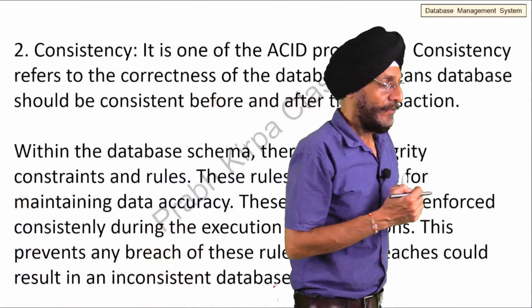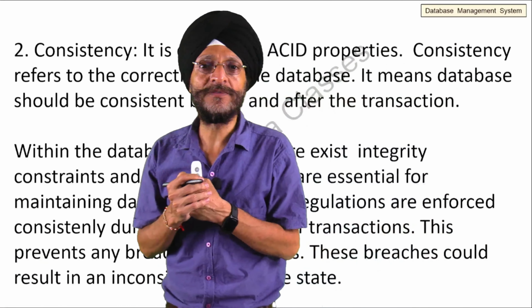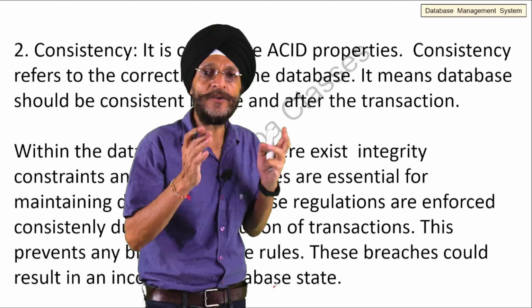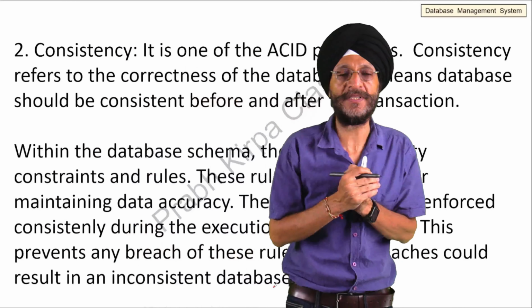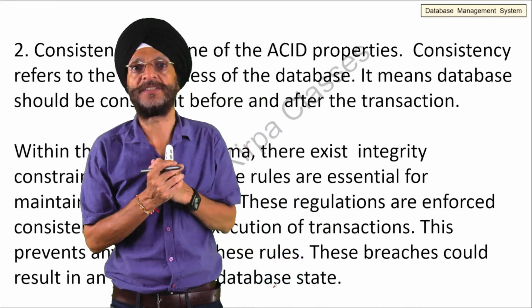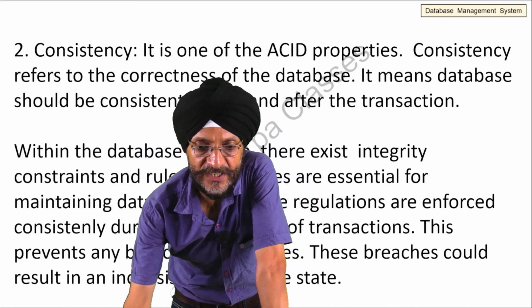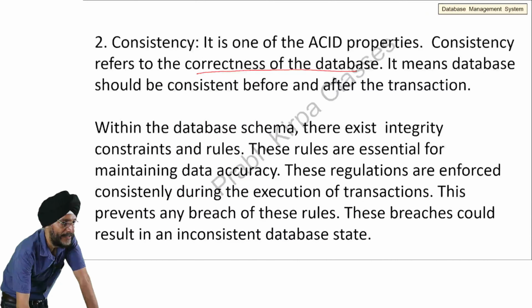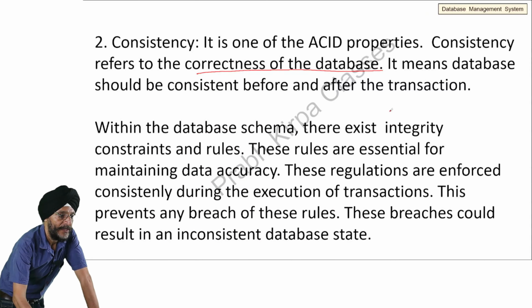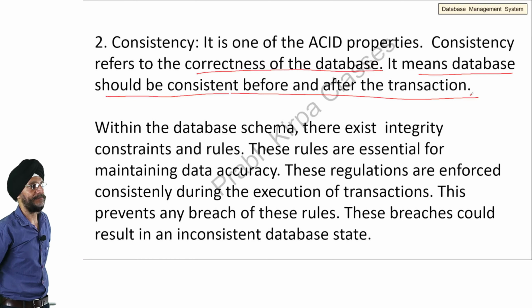Now we learn about the second property of DBMS, and this is the consistency property. It is also one of the important ACID properties. What is the meaning of consistency? Consistency means correctness of the database. It means that the database should be consistent before and after the transaction.